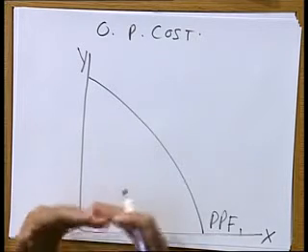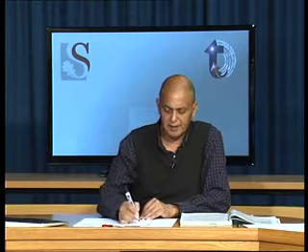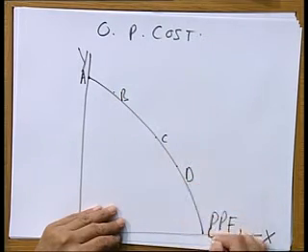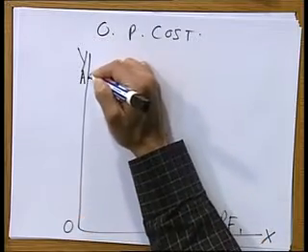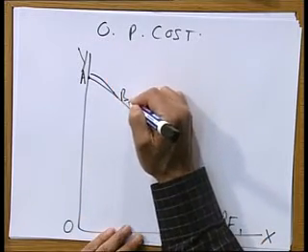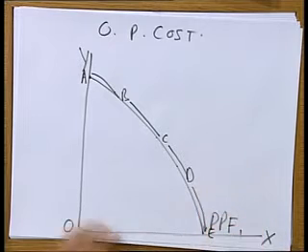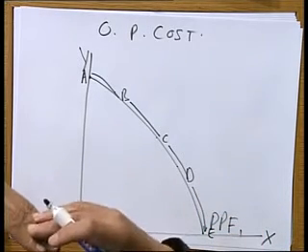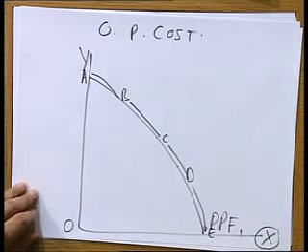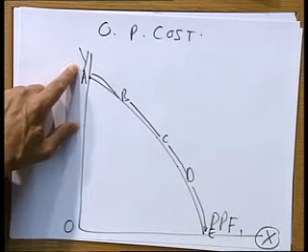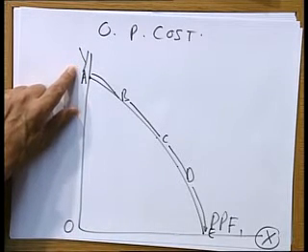We've got various combinations there. If you produce combination A, B, C, D or E. Now, if you move from A to B, we have seen it. If you move from B to C, from C to D, along this frontier, what are you doing? What is happening with opportunity cost? The more you produce of good X, the less you will produce of good Y. So, as you produce more of good X, the opportunity cost of producing X increases.